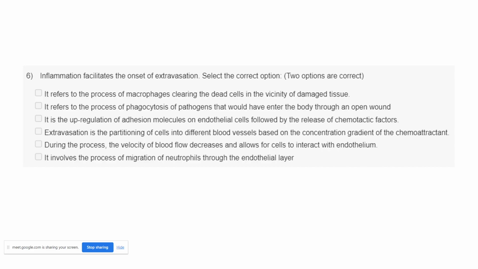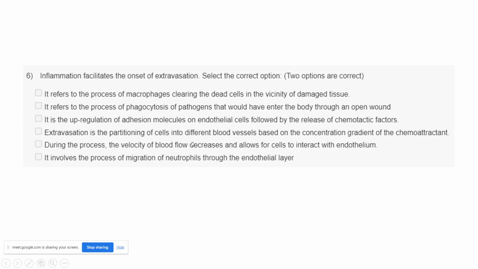The next question. Inflammation facilitates the onset of extravasation. You have to select two correct options here. It refers to the process of macrophages clearing the dead cells in the vicinity of damaged tissue. No. It refers to the process of phagocytosis of pathogens that would have entered the body through an open wound. No. It is the upregulation of adhesion molecules on endothelial cells followed by the release of chemotactic factors. Correct. Extravasation is the partitioning of cells into different blood vessels based on the concentration gradient of the chemoattractant. No.